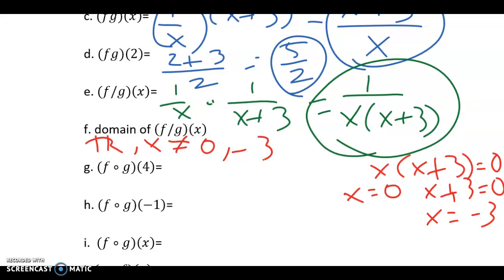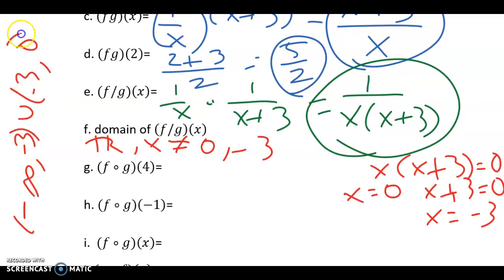Again, you can do that in interval notation using that union symbol. Let's see where I can squeeze it in. Maybe I'm able to squeeze it in along the side. So I could do -infinity to -3 unioned with -3 to 0 unioned with 0 to infinity. That's the way you would actually write that in interval notation to say the same idea.